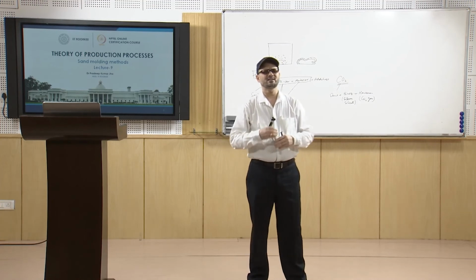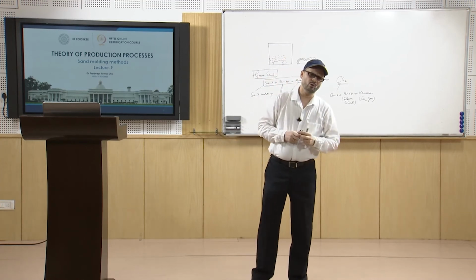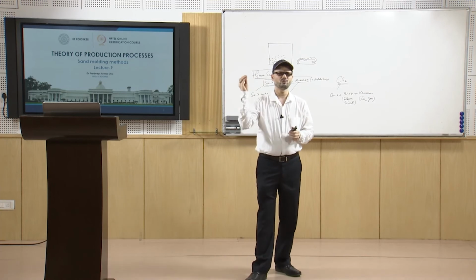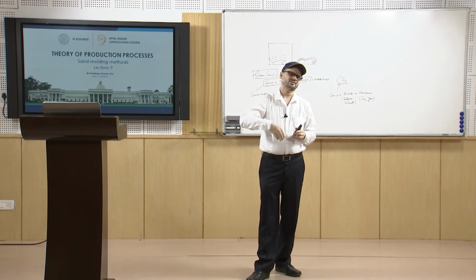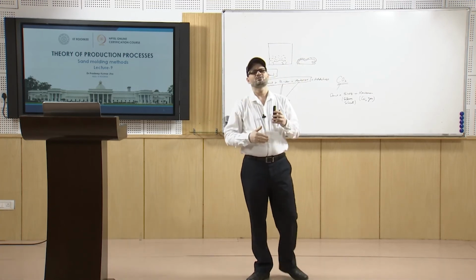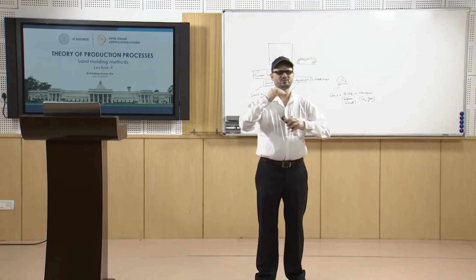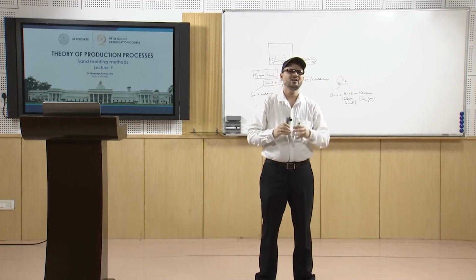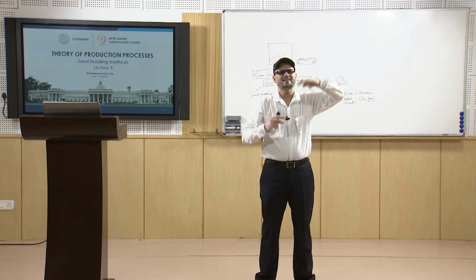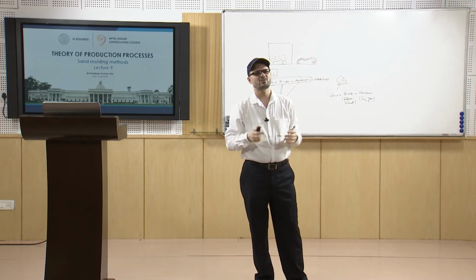Centrifugal casting we discussed: you have the mold in axisymmetric shape and then you put the liquid metal and then it rotates, and the solidification takes place because of the centrifugal action, which creates a lot of pressure, and then solidification takes place, giving a dense structure.